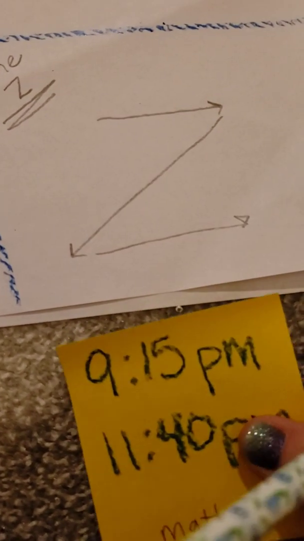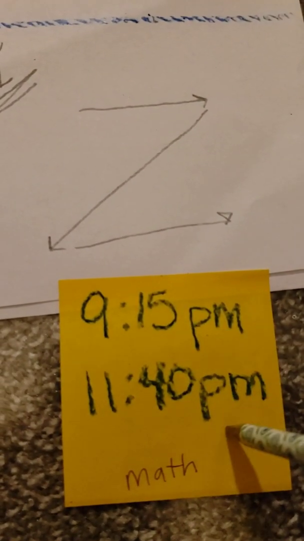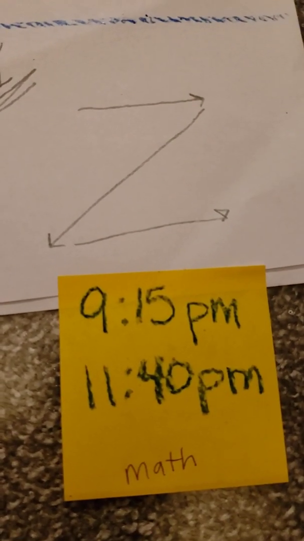So I'm going to draw my Z really quick just so you can see what I mean. It literally looks like a Z here. Boom, there's my Z. Now, this one is for math. This was when I was working on math worksheets and math videos. I started working them at 9:15 at night, and then I finished at about 11:40 at night. So I have my time here, and actually I'll put it down here so you can see. There's my time. Started at 9:15, ended at 11:40 for all my math stuff that I was working on.